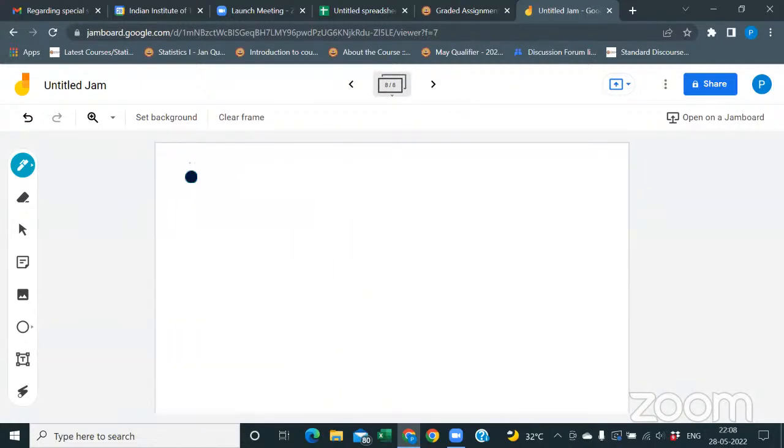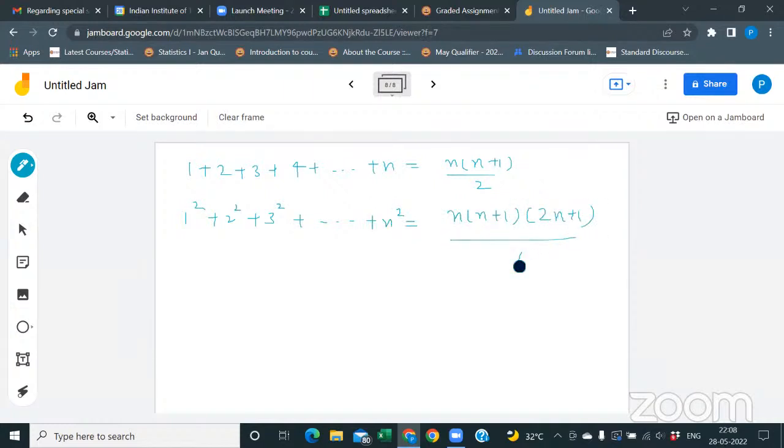No. See, you know this formula. If you add the first n natural numbers, the formula is n into n plus 1 divided by 2. If you add the squares, 1 up to n square, the formula is n into n plus 1 into 2n plus 1 divided by 6. You have to use this. Okay. You can write this formula also.